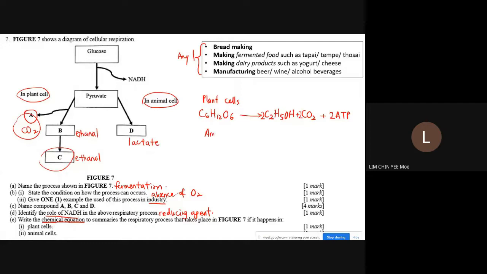Whereas for animal cells, is there decarboxylation or not? No. So from pyruvate, which is 3 carbon, it stays 3 carbon. So we will have C3H6O3, and then balance it 2. That's it. That's the way you write the chemical equation for both. Okay?